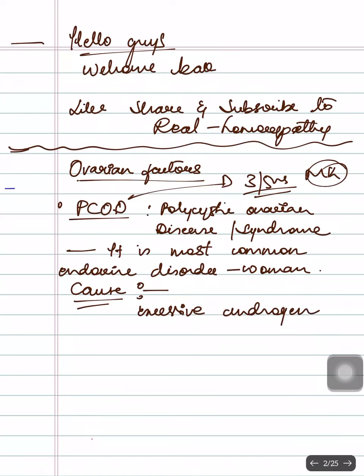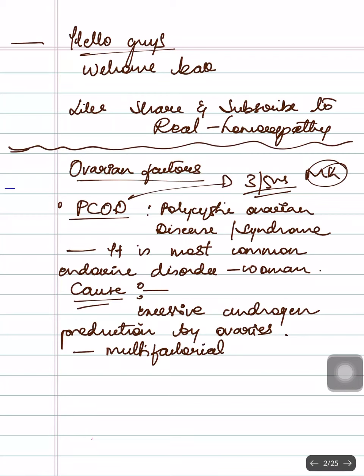The main etiology or cause of this is excessive androgen production by the ovaries. So there is an increase in the production of androgen. This PCOS, again, is a multifactorial and polygenic condition.